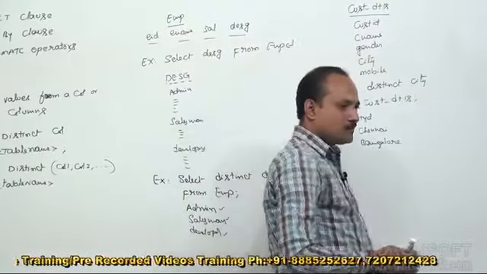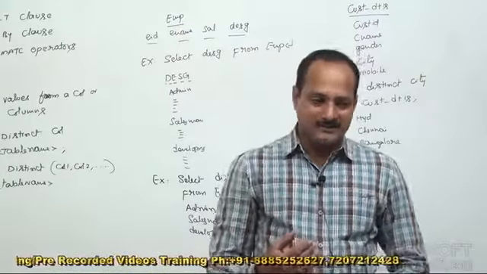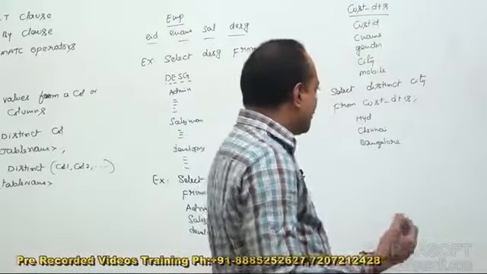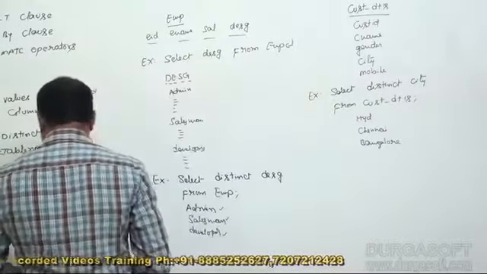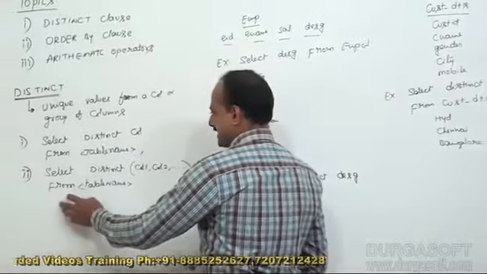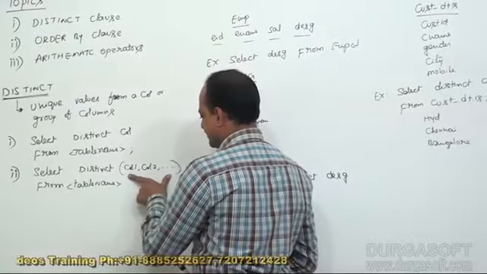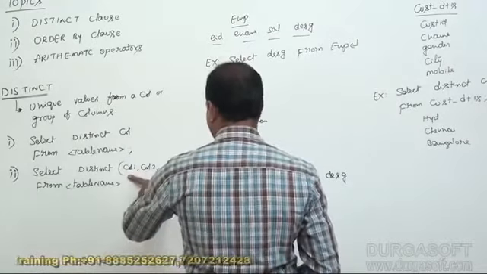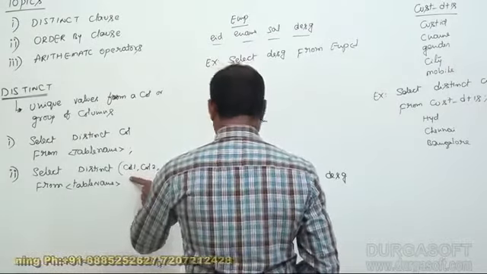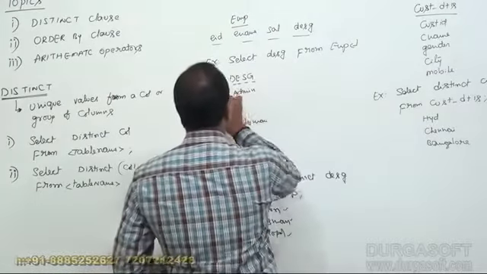Suppose you want to see the distinct values from multiple columns, then you need to follow the second syntax. The list of columns you should specify within parenthesis. How should I do that? See, listen carefully here.